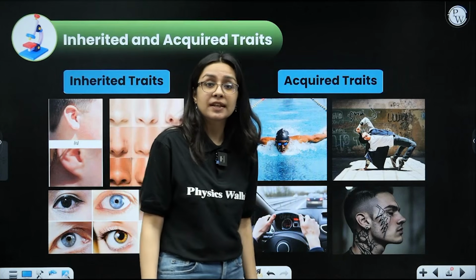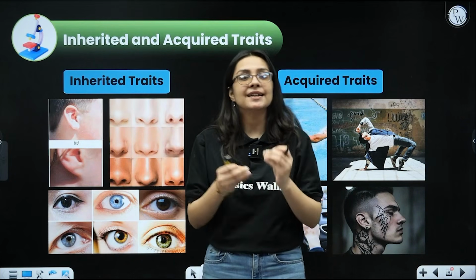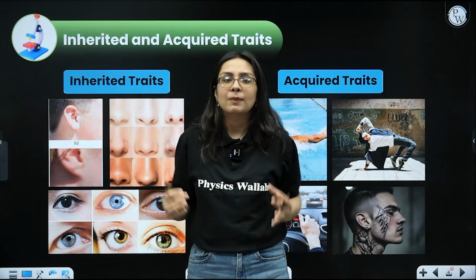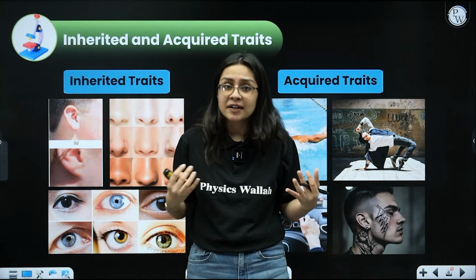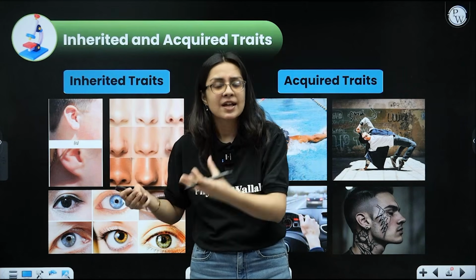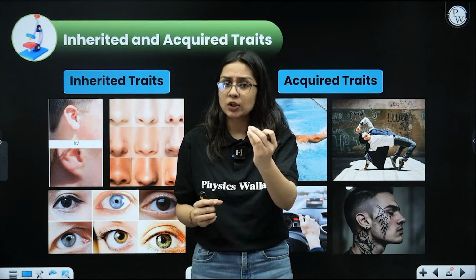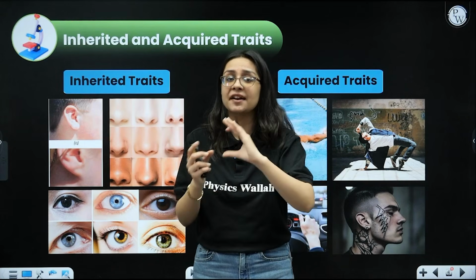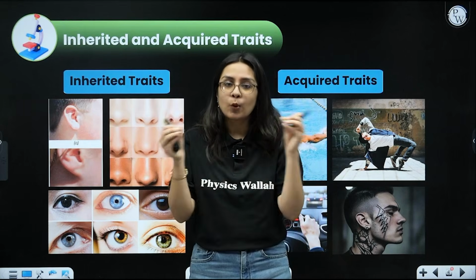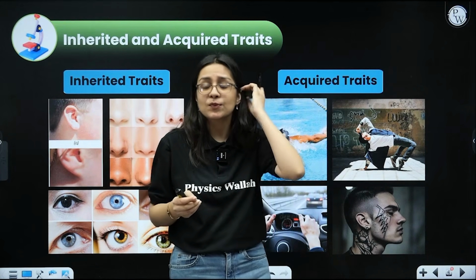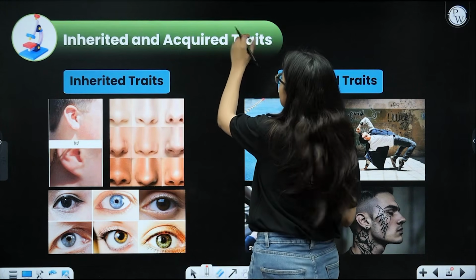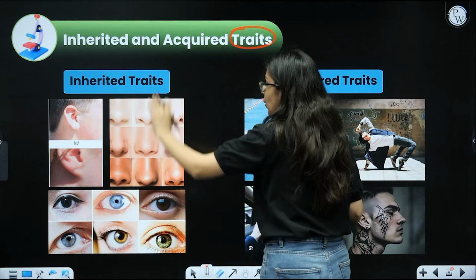Now talking about the next topic, that is inherited and acquired traits. Now you might think, ma'am, what are traits? We understood characters and features right now. You can for the time being understand that traits are also the same thing. Although there are some minor differences between characters and traits, we shall not go into that depth so that you don't get confused. For the time being, remember, inherited and acquired traits somewhere mean characters only, okay?